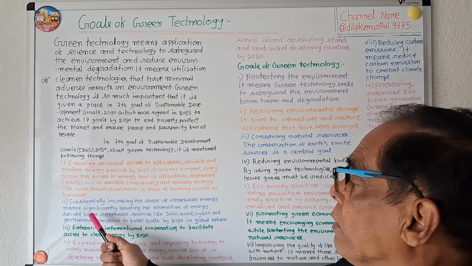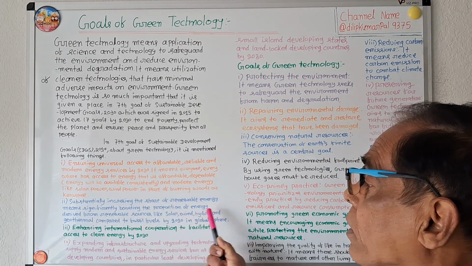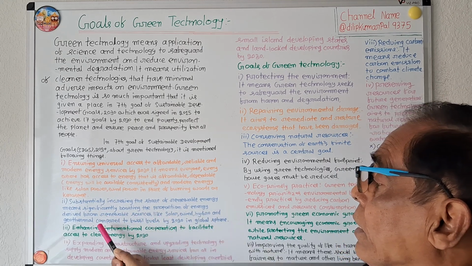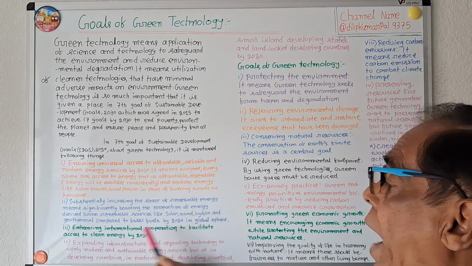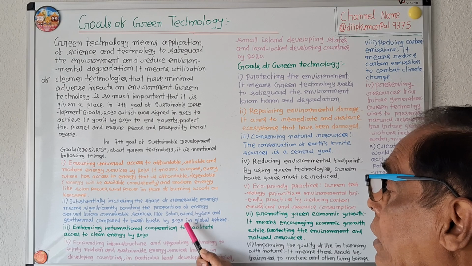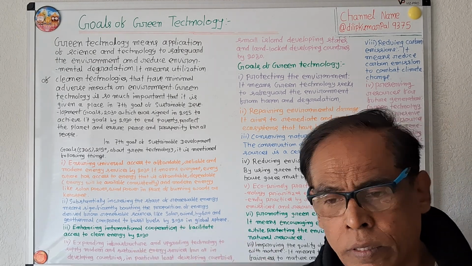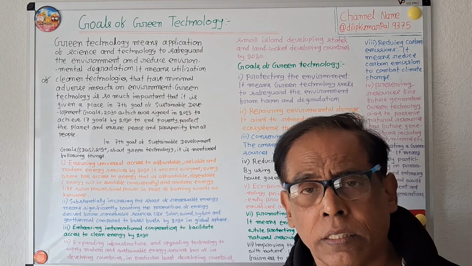Number two, substantially increasing the share of renewable energy, means significantly boosting the proportion of energy derived from renewable sources like solar, wind, hydro, and geothermal compared to fossil fuels by 2030 in the global sphere. It is mentioned second in the seventh goal about green technology.